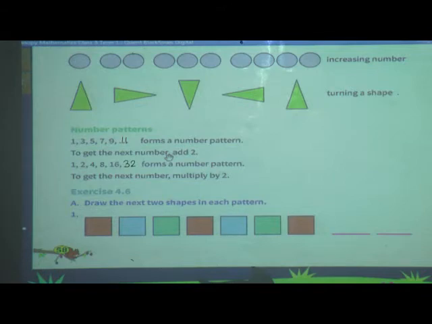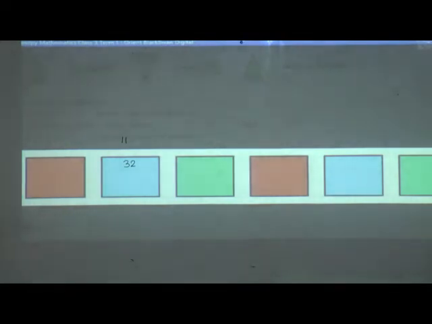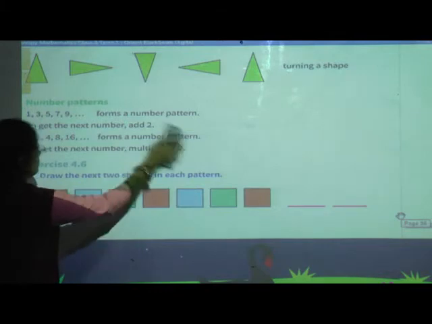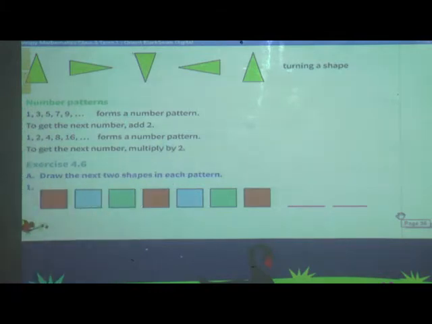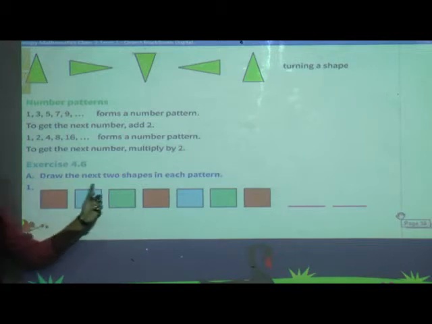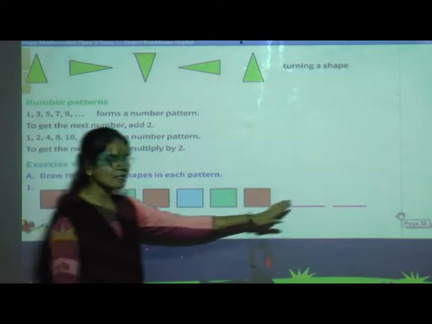Now we will solve exercise 4.6. So students, open your textbook and solve the next exercise along with me. Now see this first example. Draw the next two shapes in each pattern. Here in this exercise a pattern is given to us, and what we have to do? Draw the next two shapes in each pattern. We have to complete this pattern.